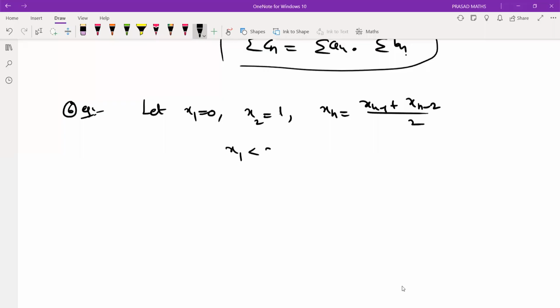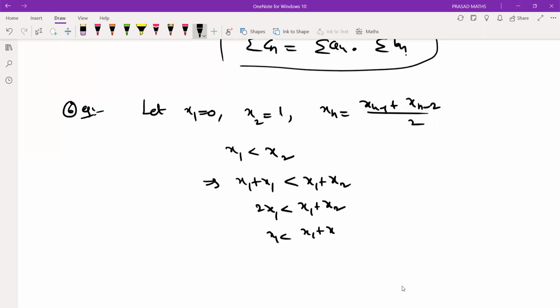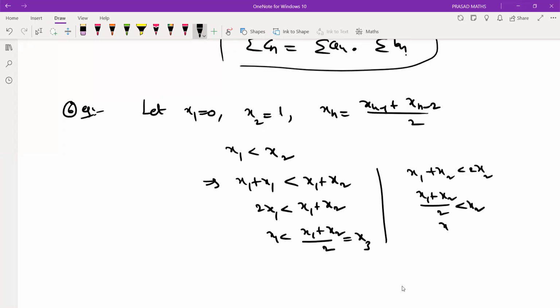x1 is always less than x2, 0 less than 1. So adding x1 on both sides, 2x1 is less than x1 plus x2. Therefore x1 is less than x1 plus x2 by 2. What is this? x3. Similarly, add x2 on both sides. That is exactly what? x1 plus x2 by 2 is x3, and x3 is less than x2. Therefore x1 is less than x3 less than x2.